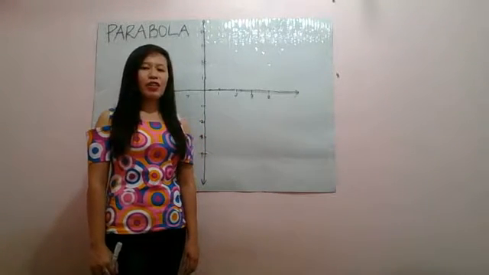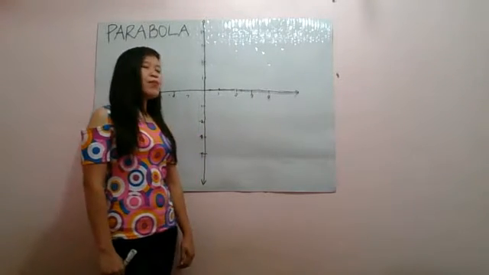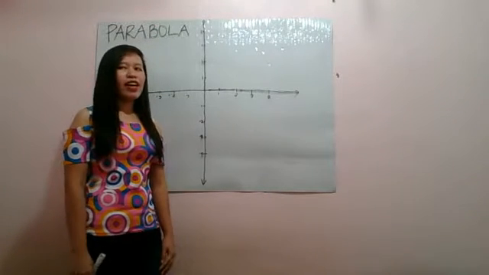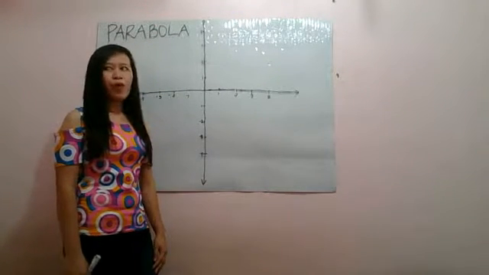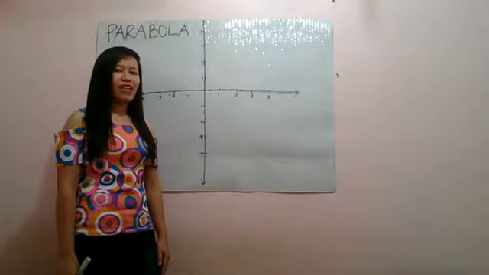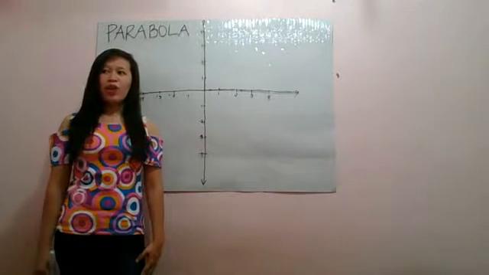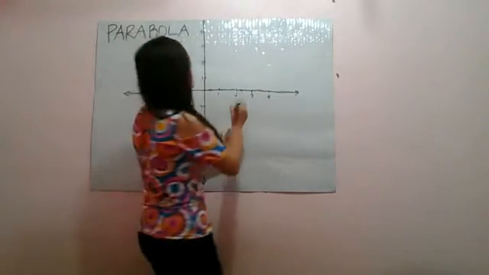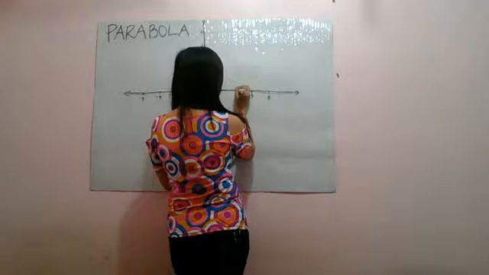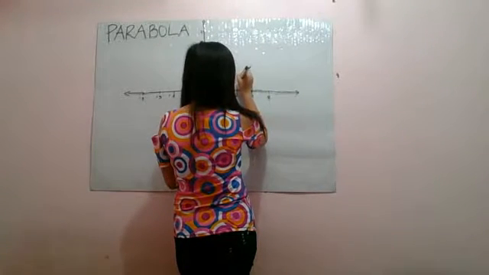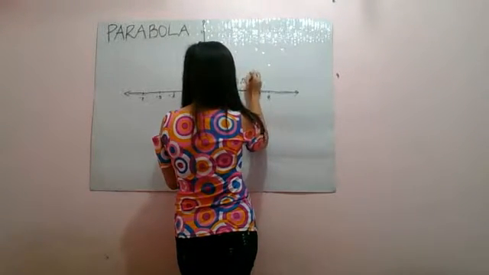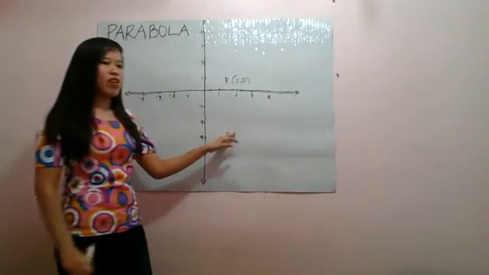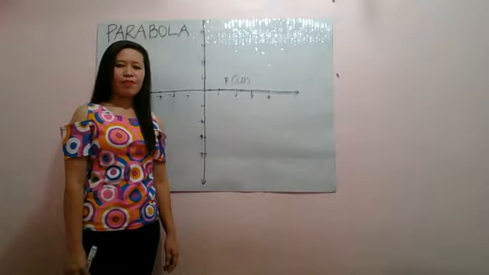A parabola is a set of all points in a plane equidistant from a fixed point and a fixed line in that plane. The fixed point is called the focus of the parabola. So assuming that here is our focus, the focus is at 2, 0. And the fixed line is called the directrix. Assuming that our directrix is x = negative 2, negative 2 is our directrix.